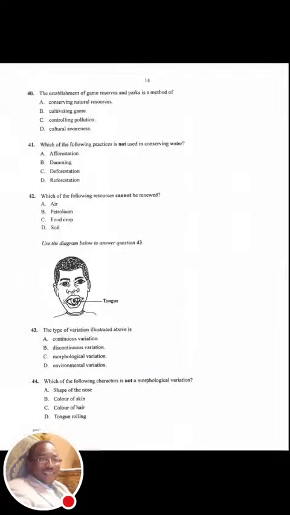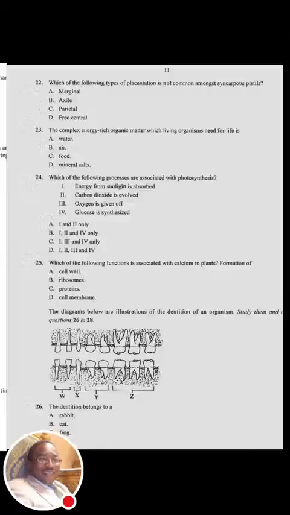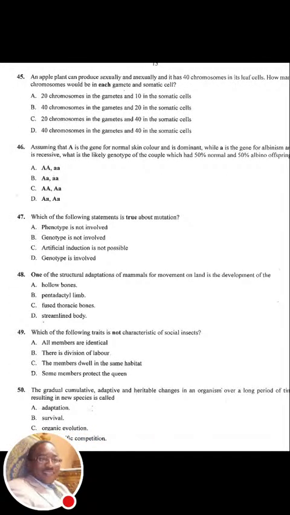Let's go on to number 45. Yes, this is the page on 45. An apple plant can reproduce sexually and asexually, and it has 40 chromosomes in its leaf. How many chromosomes would be in each gamete and somatic cells? This is a very interesting one. If you don't understand mitosis and meiosis, you can't answer this question. Now, when they say this apple plant reproduces sexually and asexually, and it has 40 chromosomes in its leaf cell, the leaf cells are going to be used for mitosis.